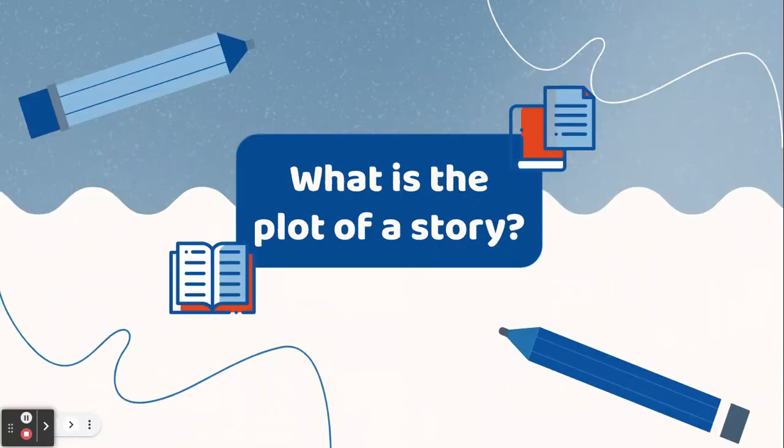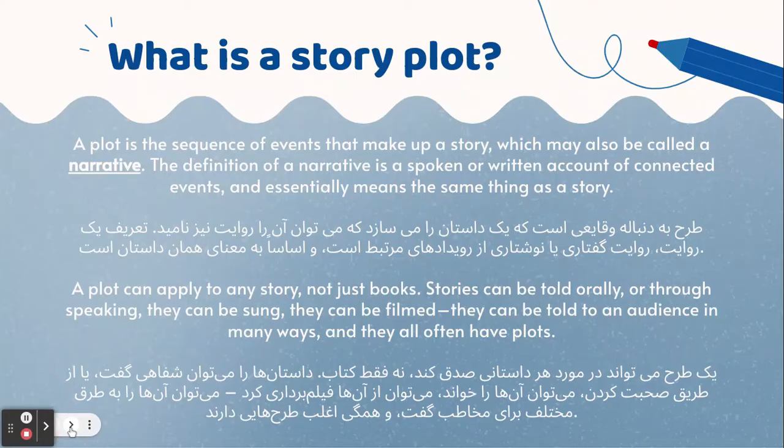So, what is the plot of a story? A plot is a sequence of events that make up a story, which may also be called a narrative. The definition of a narrative is a spoken or written account of connected events and essentially means the same thing as a story. A plot can apply to any story, not just books. You can see a plot in movies, poetry, short stories, TV shows, anything that conveys a series of events.